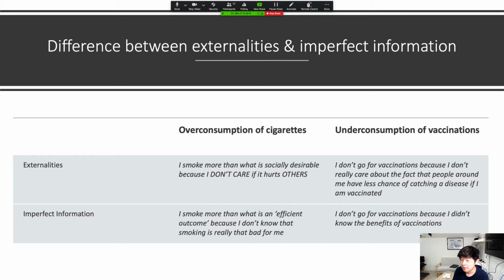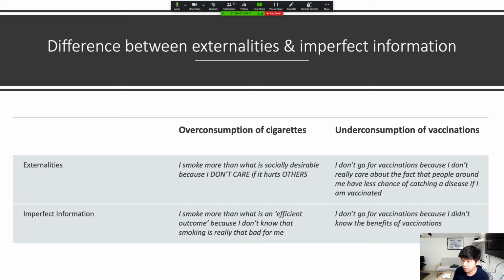So I don't care. And this comes from assuming people are selfish, by the way. You don't assume people have a big heart. There's no reason to assume everybody has a big heart and cares about the people around them. We assume that human beings are rational and therefore selfish. So if we assume people are rational and selfish, externalities explain why cigarettes are overconsumed: I smoke more than is socially desirable because I don't care about the cost that I inflict on others. Imperfect information is that I smoke more than what is efficient because I don't really know how bad smoking is for me.